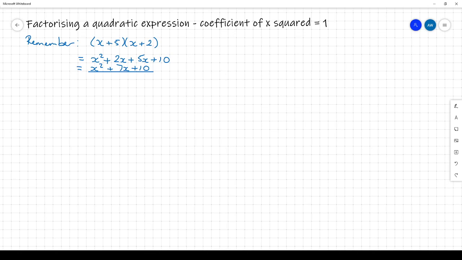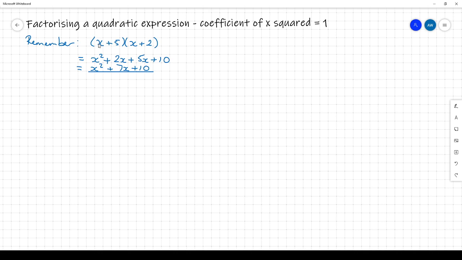Okay, in this video we are looking at factorising a quadratic expression where the coefficient of x squared equals 1. There will be a follow-up video where we look at factorising a quadratic expression where the coefficient of x squared is greater than 1.